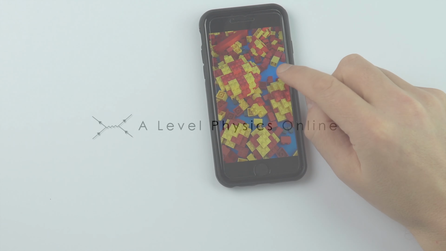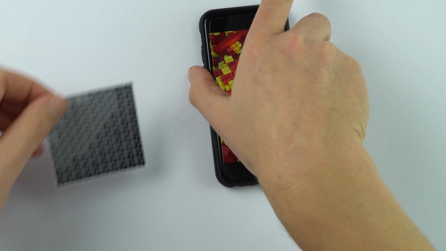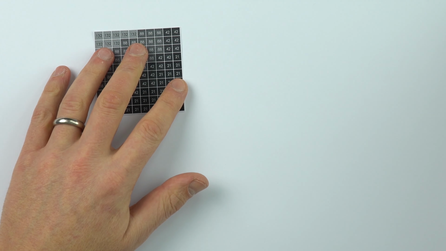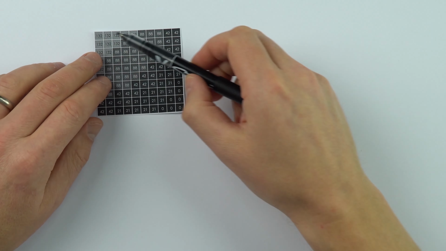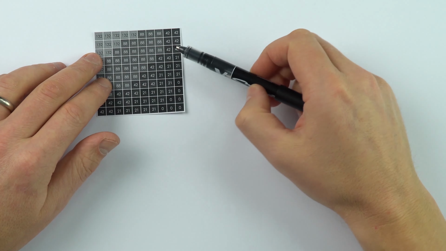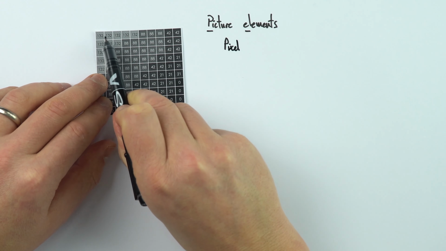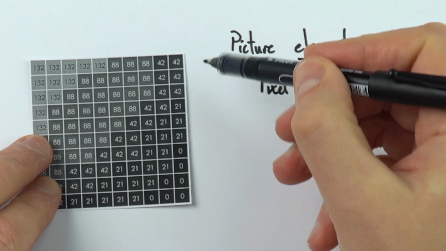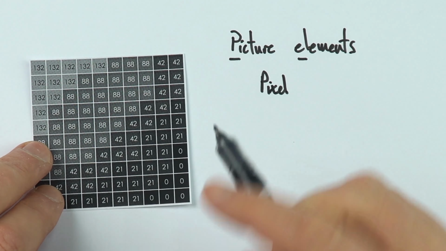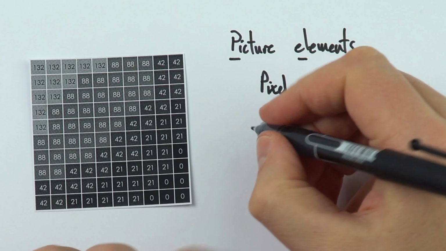Now you'll be familiar with your phone and the kind of images it can take. And in this video, I want to look at those images in a bit more detail. You see, each image is made up of a number of different picture elements, and we call each of these picture elements a pixel. Now here I've got something which is 10 pixels wide by 10 pixels tall, and each pixel can store some information.